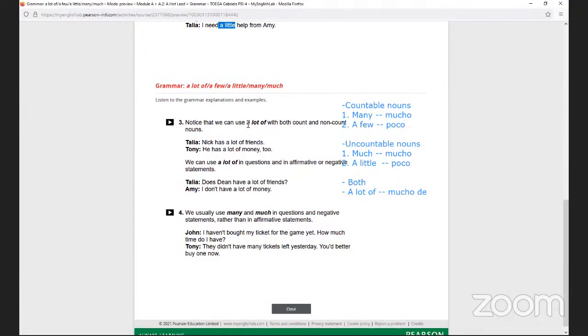Of course, a lot of we could use with both. In some cases, I don't know if it's countable or not countable, so what I'm gonna do is use a lot of. Nick has a lot of friends. Friends is a count noun. He has a lot of money. Money is a non-count noun. So I can use it with both, okay?